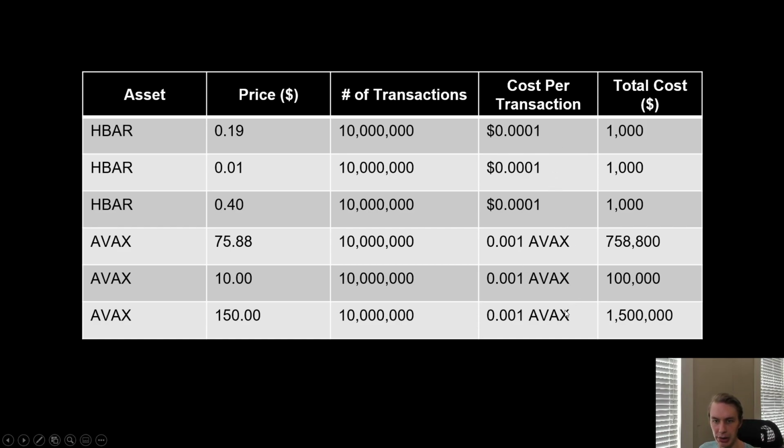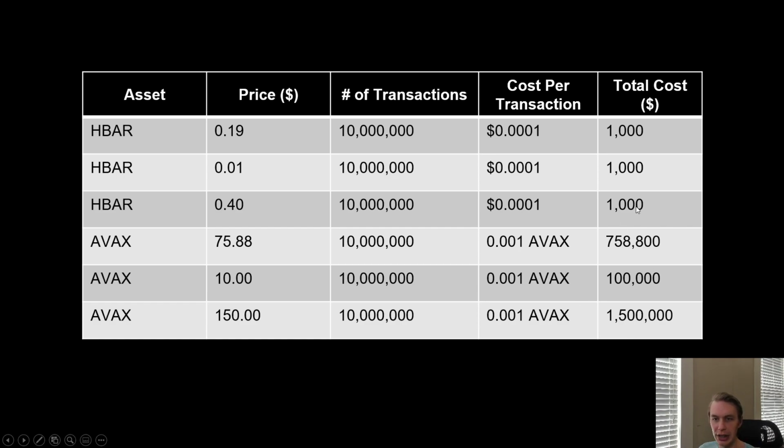Whereas with something like AVAX, it becomes a lot harder for a business to incorporate this into their backend because they can't budget for cost. And frankly, if the price of AVAX goes up too high, it might not even be economically feasible for them to do it. It might not be profitable anymore for them to be using AVAX on their backend if these transaction fees get too expensive. If the price of AVAX goes up too high, they might not be able to literally afford to use it.